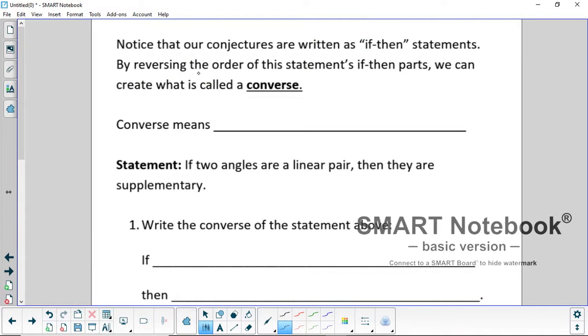Okay, many conjectures are written as if-then statements. When we take an if-then statement and we reverse it, it's called the converse. So the converse means to switch around the if-then parts of a conjecture.